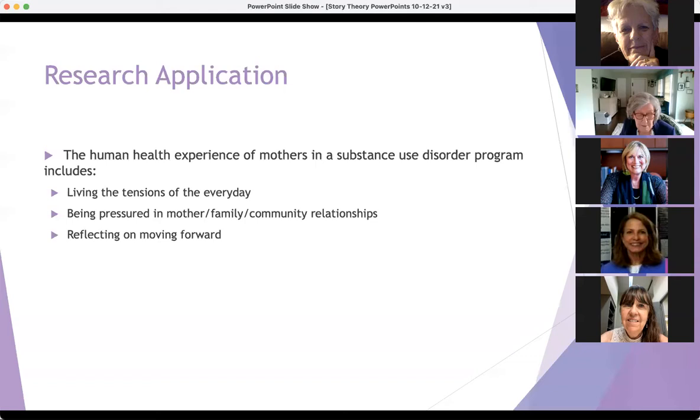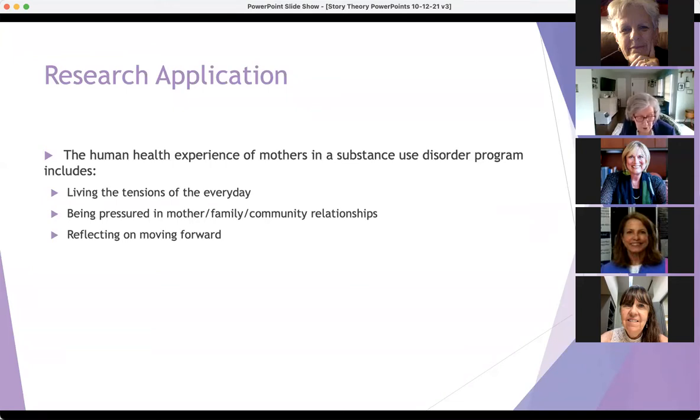Being pressured in mother-family-community relationships for these mothers requires support of others, even though supportive relationships, while necessary, can be frustrating and demand tolerance. Judgment is encountered about being defined as a mother who is untrustworthy, different, and not good. This is hard to escape because it is encountered most everywhere.